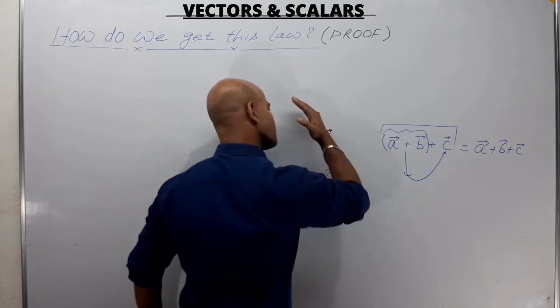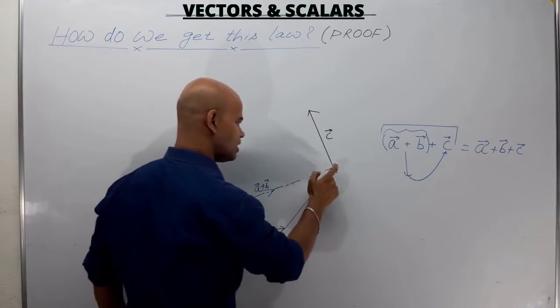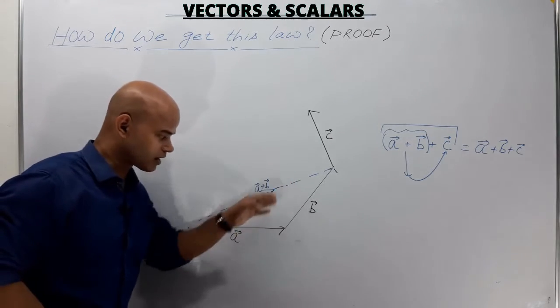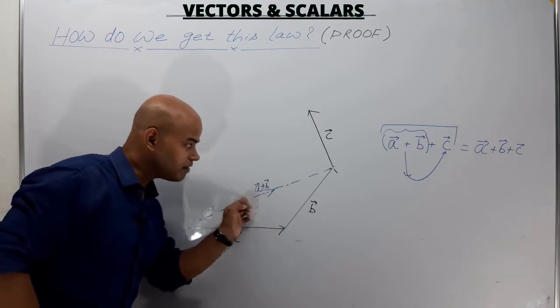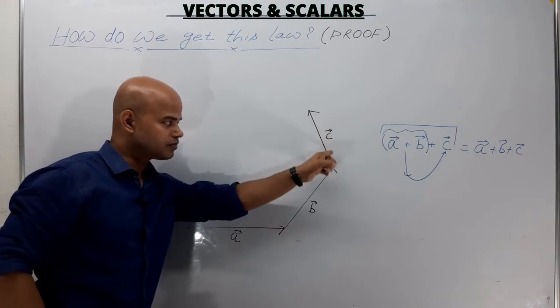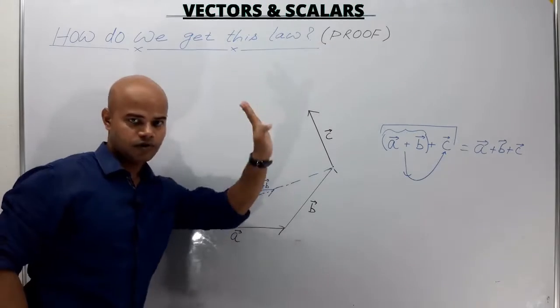Again, these two vectors are in the same order. Tail, head, tail, head. Are you seeing it? Now see this vector, not these ones. A plus B vector is like this. The head is here. And C vector is like this. Tail of C vector is here. So they are in the same order, right?